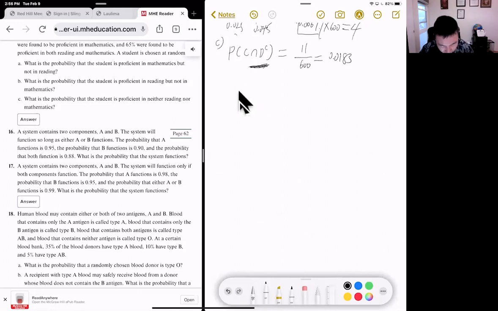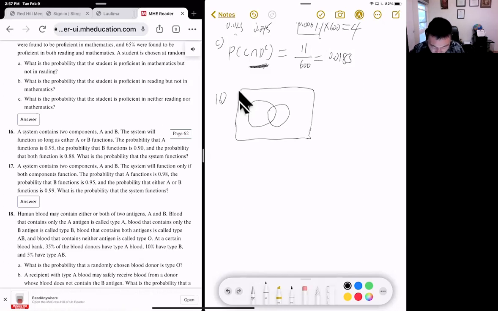Question number 16. A system contains two components, A and B. So this is pretty much the same concept we checked before. The system will function as long as either A or B functions. The probability of A functions is 0.95. Probability B function is 0.9. Probability both function is 0.88. What is the probability the system functions?